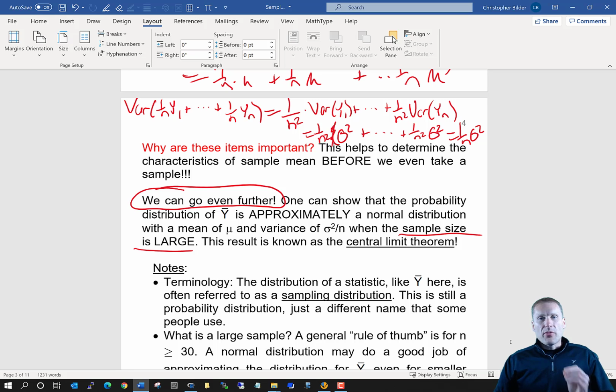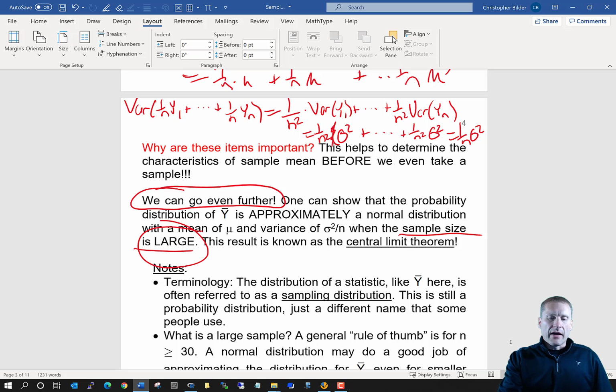Now, y bar itself, our statistic, which is a random variable, has a probability distribution associated with it. Since y bar results from sampling, taking a random sample, because it's a sample mean, people often refer to the probability distribution of y bar, or any statistic in fact, as a sampling distribution. Don't get confused by the name. It's just another name for a probability distribution, but a probability distribution for a statistic.